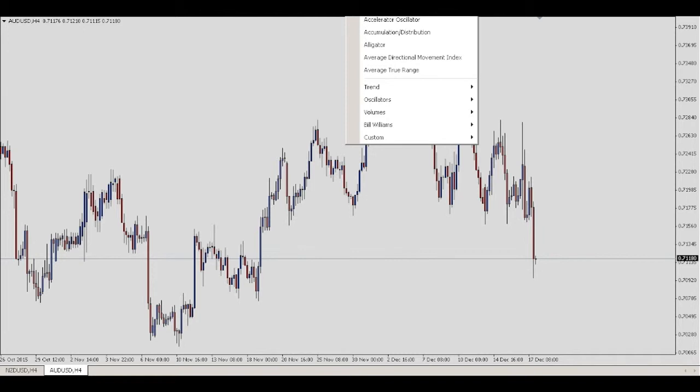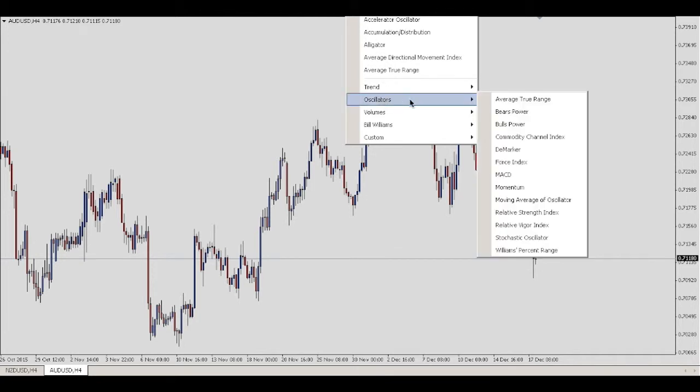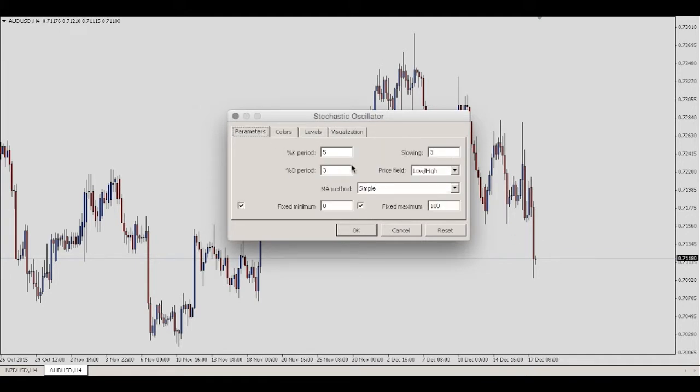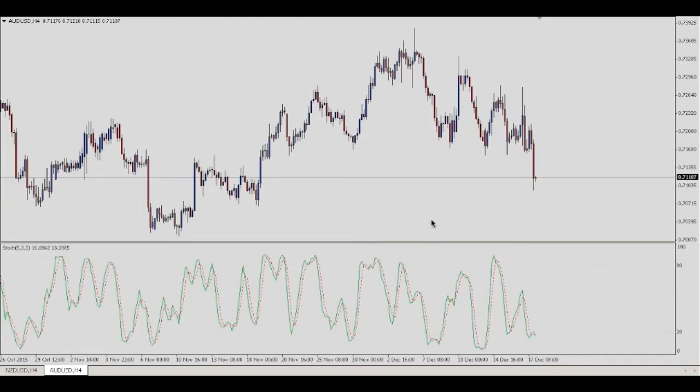Let's get started. What is stochastics? It's basically an indicator. It's an oscillator that shows you points in the market that are oversold and overbought. So we go to our oscillators, click on our stochastic oscillator, and then we simply click OK.